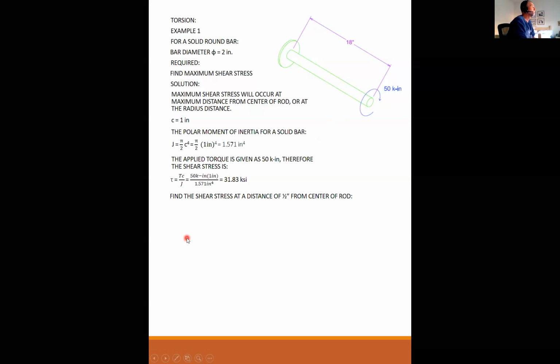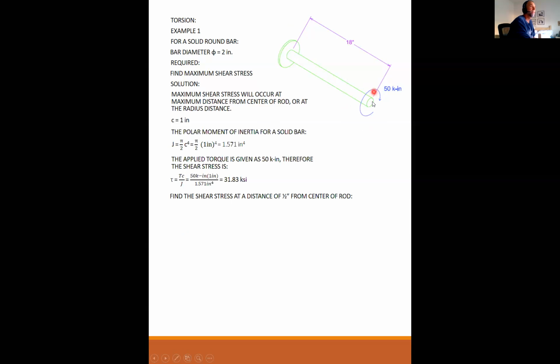Now let's say, oh, I'm sorry, go ahead. So we're going to get the same shear stress at any distance in this 18 inches, right? Yes. Good question.